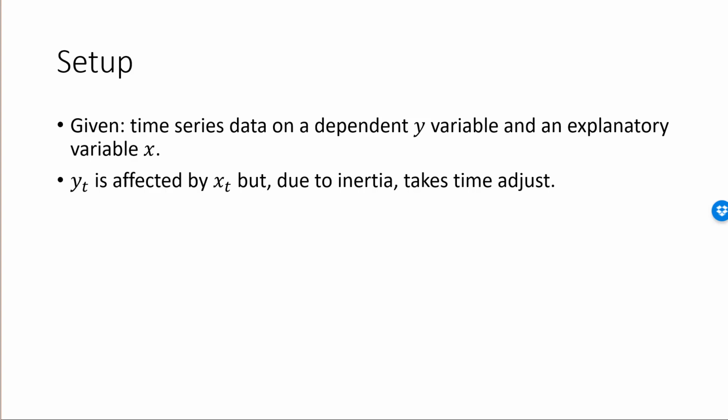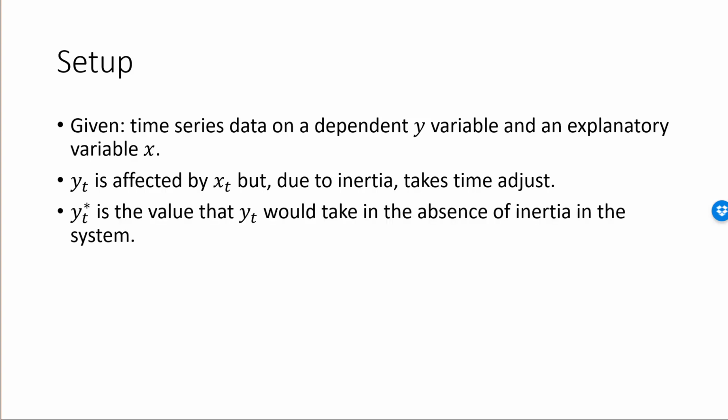And there are many reasons for this, like technology, information, and so on. But according to this model, there is some lag. It takes some time for yt to adjust to changes in xt. So we introduce this yt star, a latent unobserved variable, which is the value that yt would take if the economy was without frictions of any kind. That is, if all adjustments could take place instantaneously.